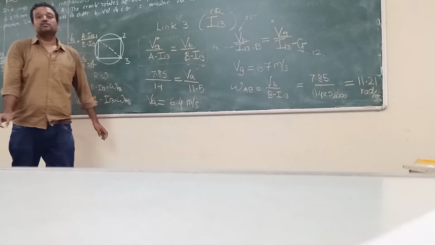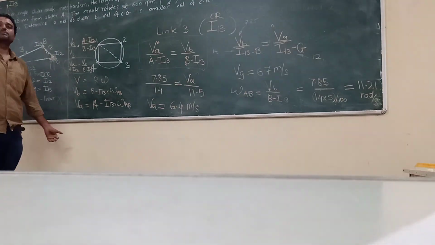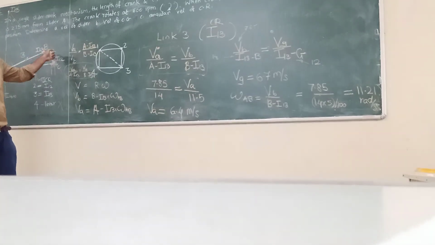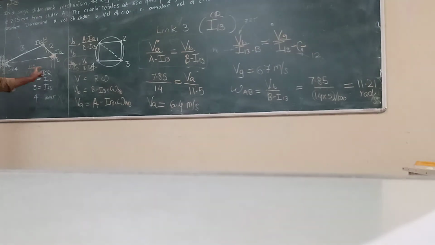So this is how we can use all these three methods: relative velocity method, Lenz's construction, and by locating ICR, we can do velocity analysis of the slider crank mechanism.